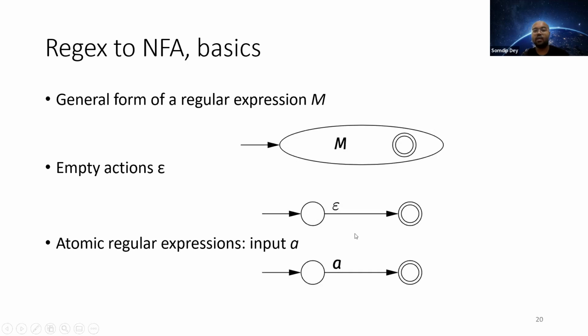Another thing to keep in mind is the atomic regular expression. When we say atomic regular expression, it means it only has one transition, and that transition is, say, A. If we call the input A, and it transits from the start state to the accept state in only one transition, then it's called the atomic regular expression, or the finite automata, or NFA for that.